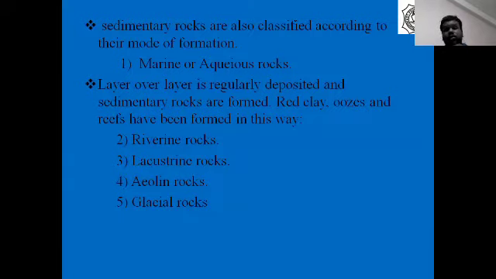Now, on the basis of this, it can be classified into riverine rocks, lacustrine rocks, aeolian rocks, and glacial rocks. What are riverine rocks?